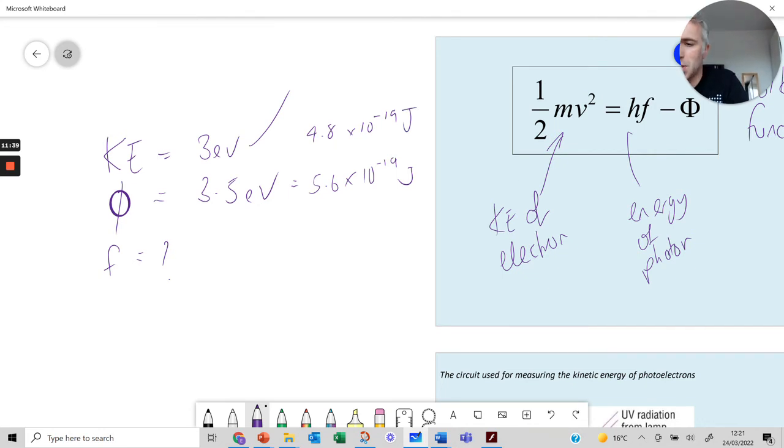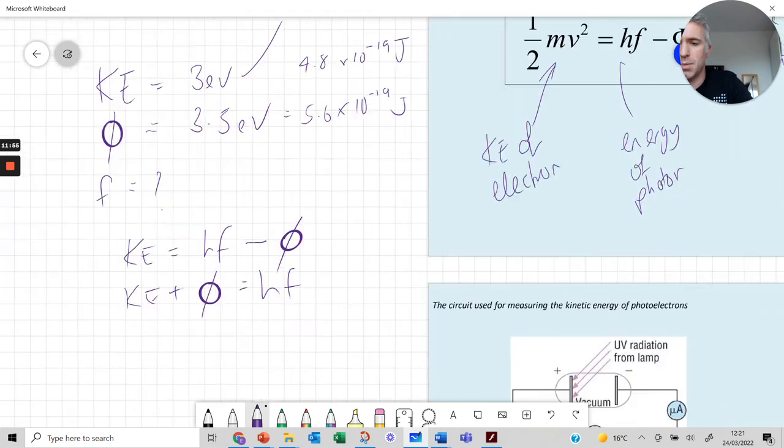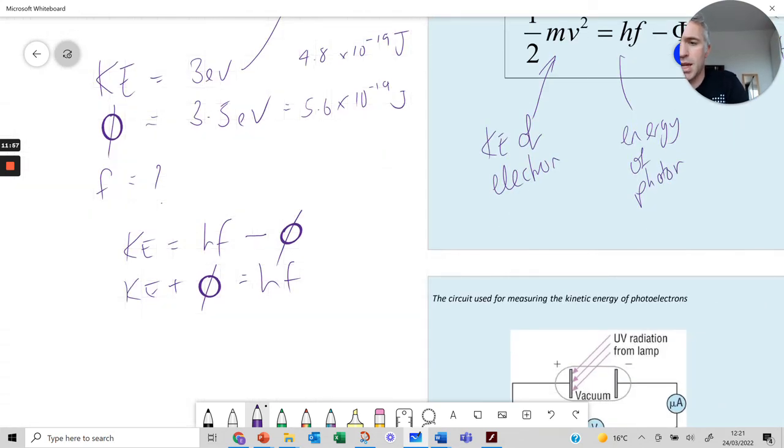If we look at the equation, we've got Ke equals hf minus phi. So if we do Ke plus phi, that would equal hf. Kinetic energy plus the work function gives us this. So we do Ke plus phi all over h equals f.